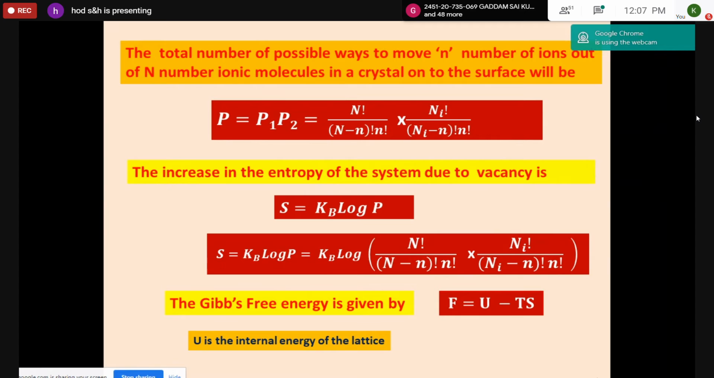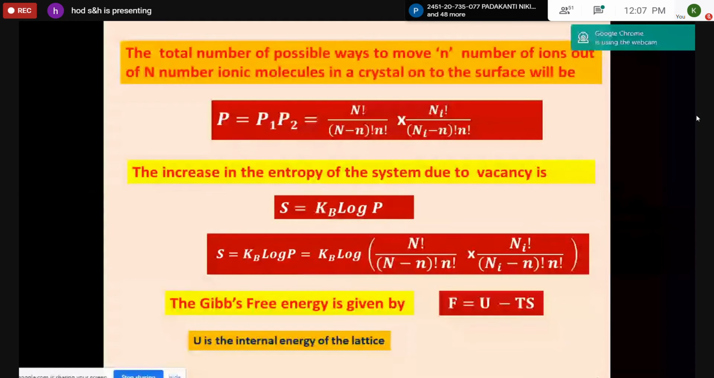Just go through the slide; as it is, there is no change. For the third one, you have to do it, that's why I'm not explaining. You write entropy S is equal to kB log P, in terms of the number of ways of arranging these two. It can be written as N factorial by (N minus n) factorial into n factorial, into Ni factorial by (Ni minus n) factorial into n factorial. Then write Gibbs free energy F is equal to U minus TS, where U is the internal energy.